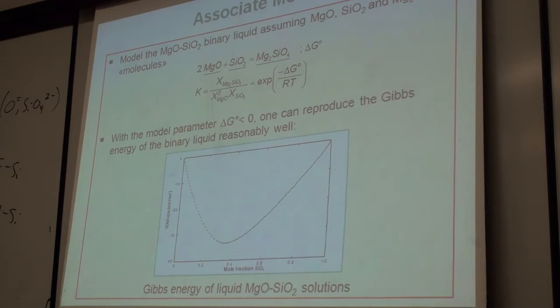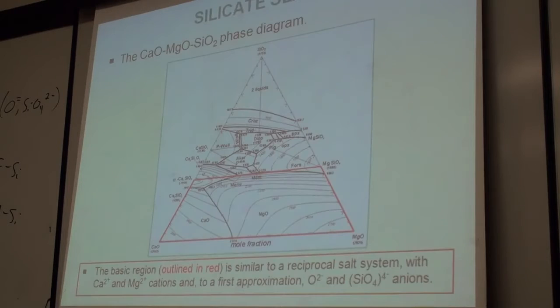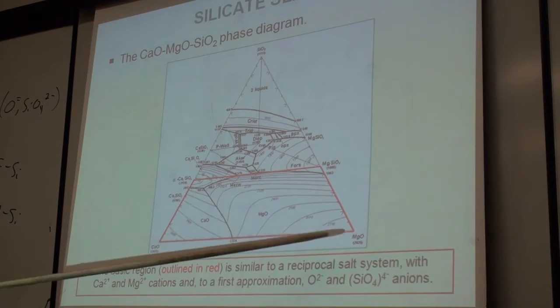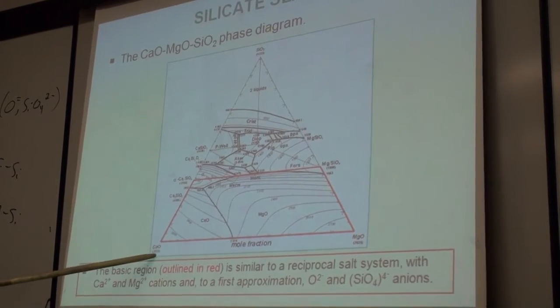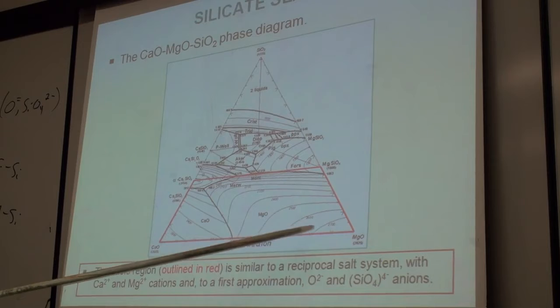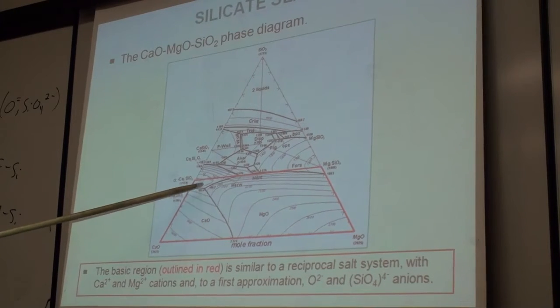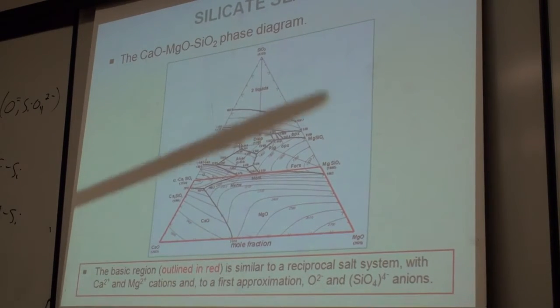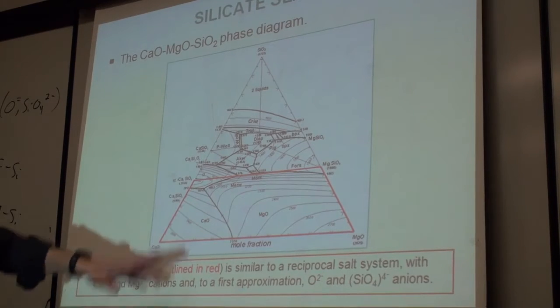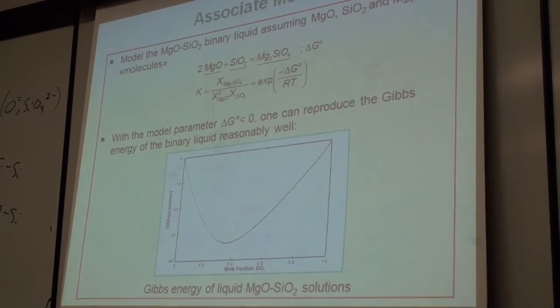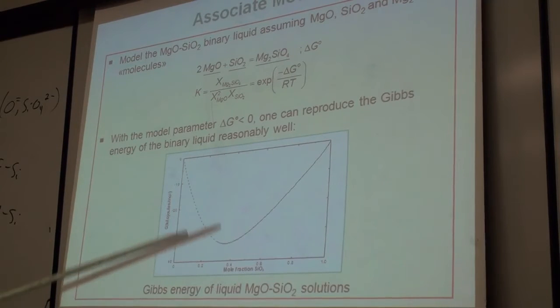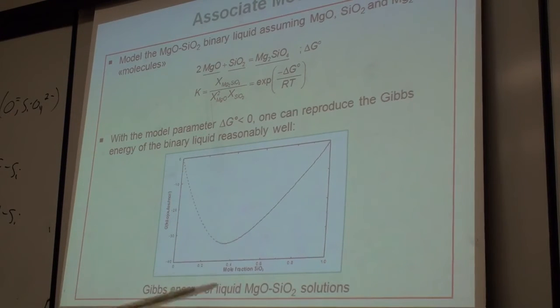But remember the problem with an associate model, when we were going back to molten salts. If you treat these as associates, this is a Ca2SiO4 molecule, and that's a CaO molecule. You can treat the binary systems fine, but when you go to the ternary, you're going to get an ideal solution across here. You're not going to predict the positive deviations, which are a major thing. So you get really crummy predictions in the ternary systems. I don't have to go through that again. So with the model parameter for the formation of complexes, one can reproduce the Gibbs energy of the binary reasonably well.